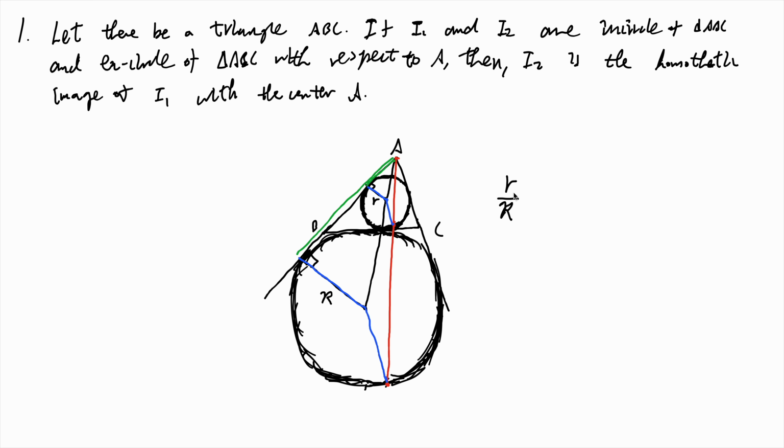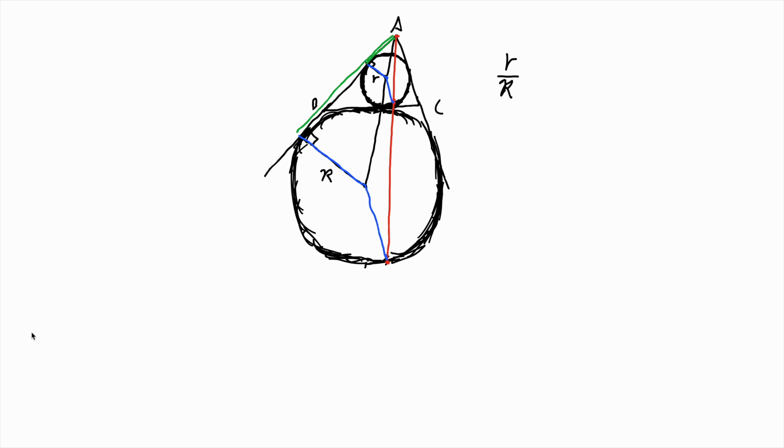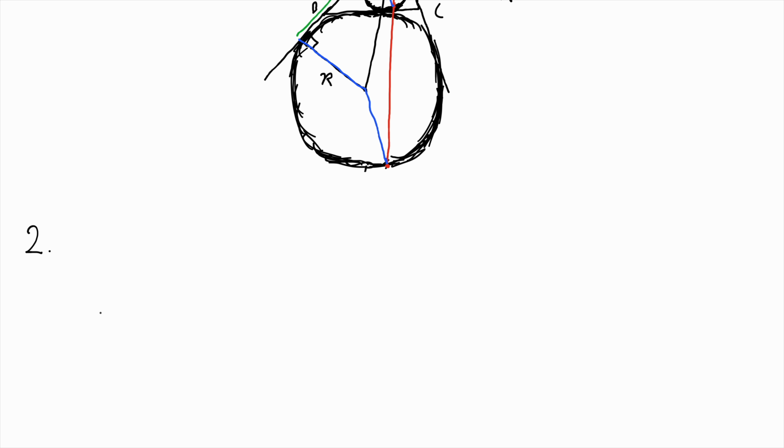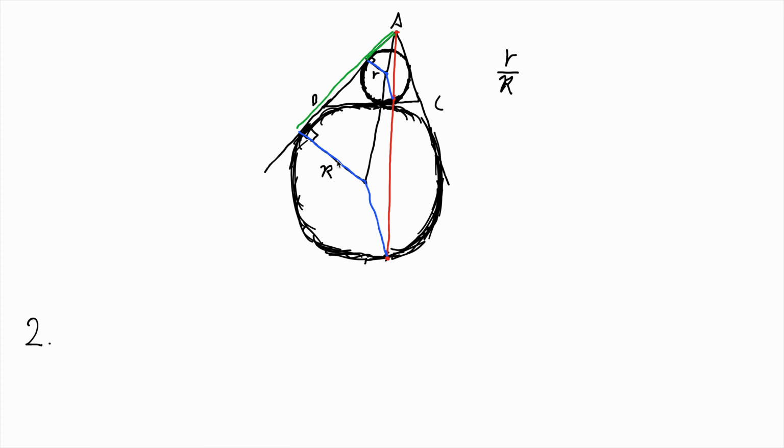And their ratio must be R to big R. So now let's get into our second lemma. And the second lemma is the one that we also used in our previous problem, along with our first lemma.